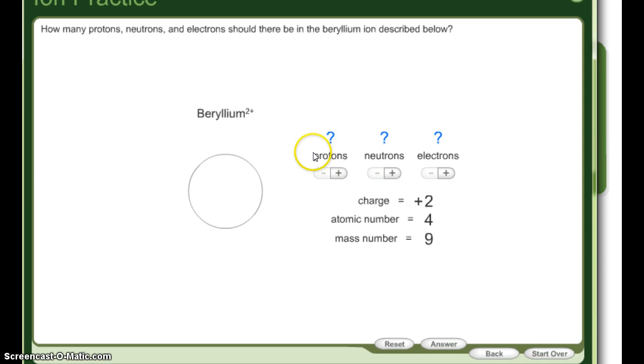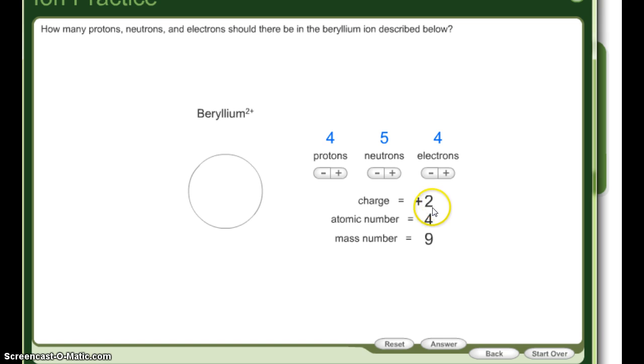And beryllium. Okay, they're making you think here. Number of protons is how many? 4, because that's the atomic number. Let's start out neutral. So we have 4. How many neutrons do I have? What's your answer? Well, the mass number is 9. 9 minus 4 is 5. Okay, so that's my mass.